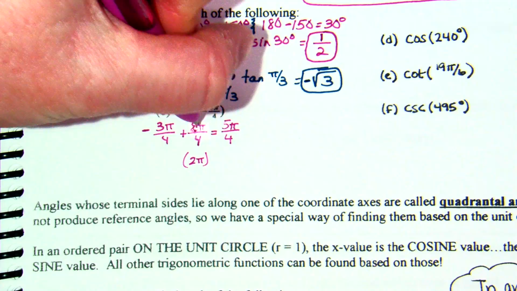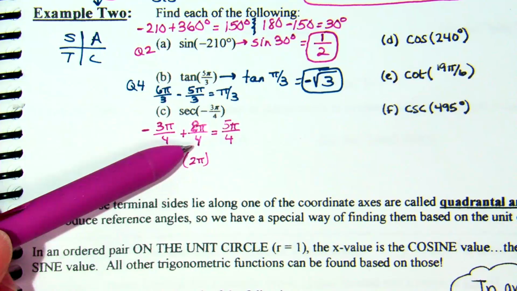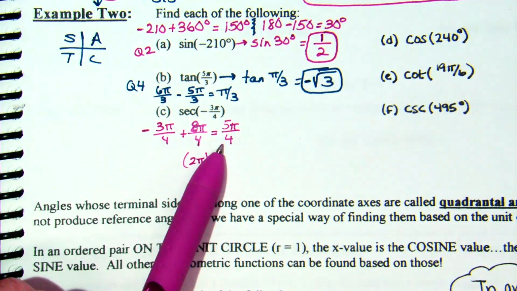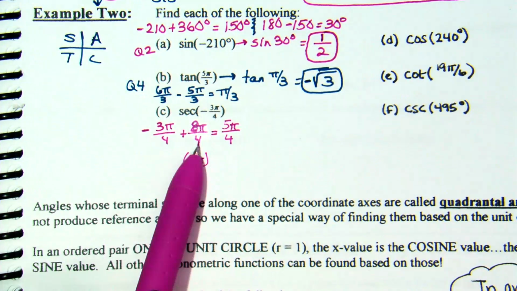Well, this isn't degrees though, so we can add or subtract 2 pi. What is 2 pi in terms of fourths? 2 is 8 over 4. And so we can take negative 3 pi over 4, add 8 pi over 4, and now we are at 5 pi over 4. Which when I had the unit circle up a moment ago, I showed you guys that it would be equivalent to 5 pi over 4, yes?